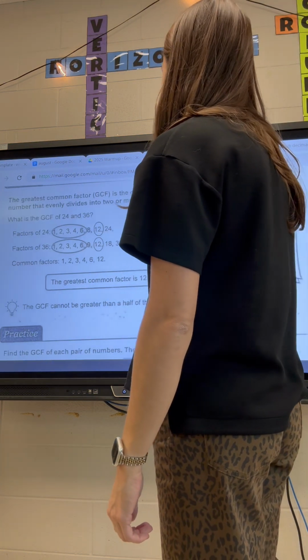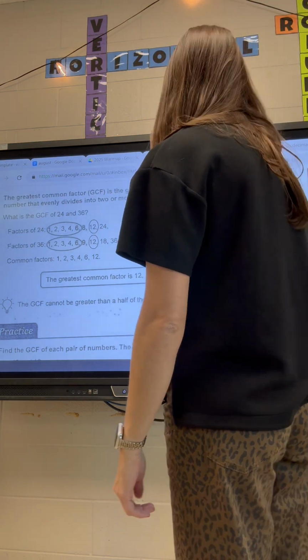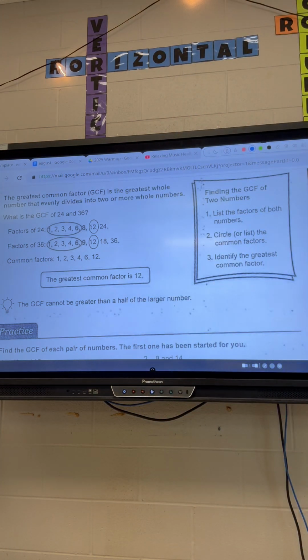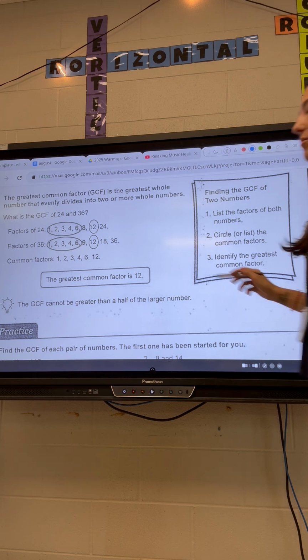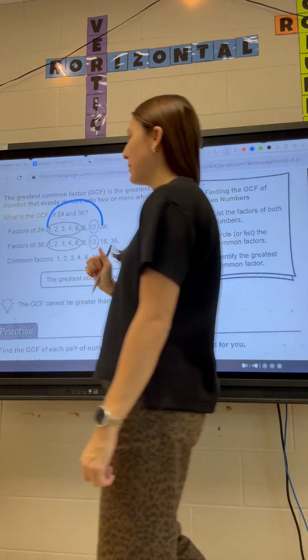Now, at the top of your page, who can read me step 1? Swayze. Wait, right here. List the factors of both numbers. Step 1, list the factors of both numbers. And what are factors? Two numbers that you multiply together to get your answer. So you always start with what, Harper? What number do we always start with? 1 and itself. So right here, I want you to draw your rainbow to connect those.